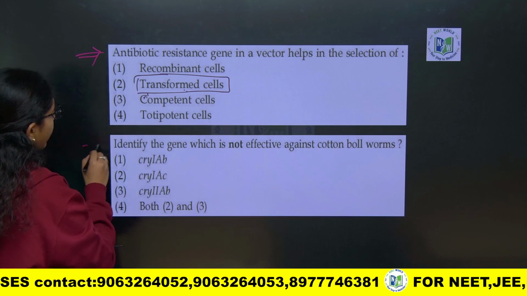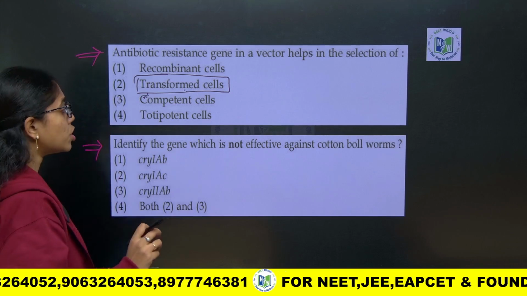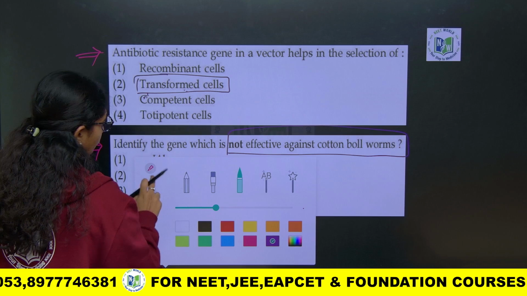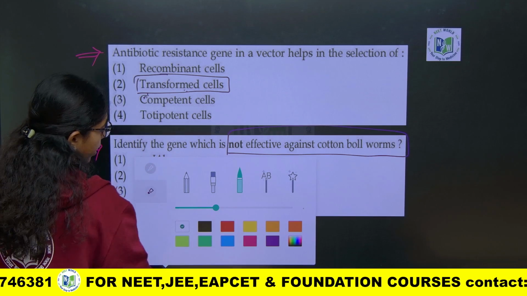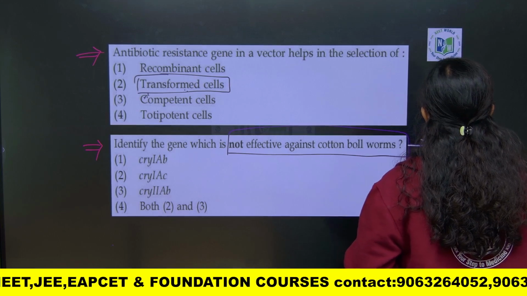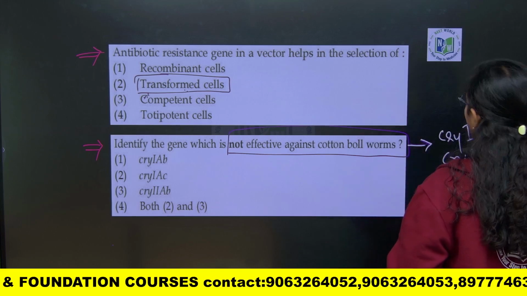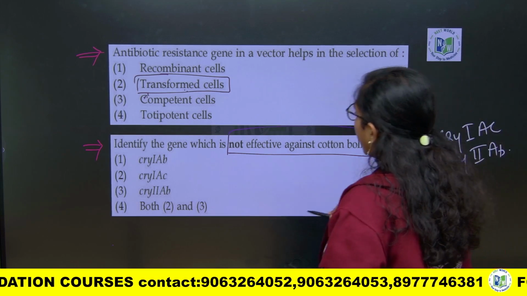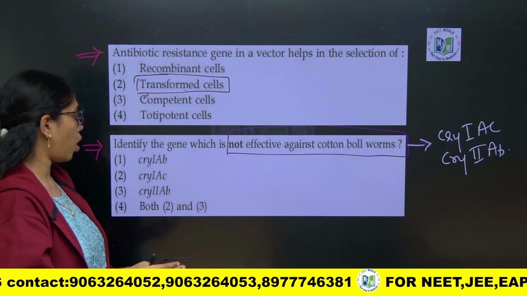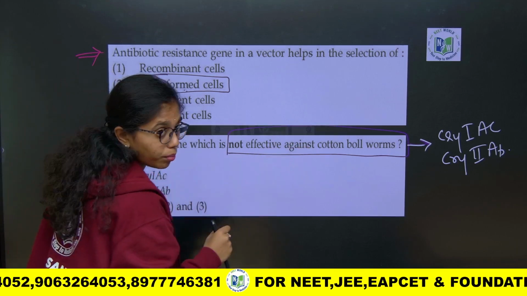Next, identify the gene which is not effective against cotton bollworms. Cotton bollworms are majorly controlled by Cry1 AC and Cry2 AB. So Cry1 AC and Cry2 AB, they are against cotton bollworms.